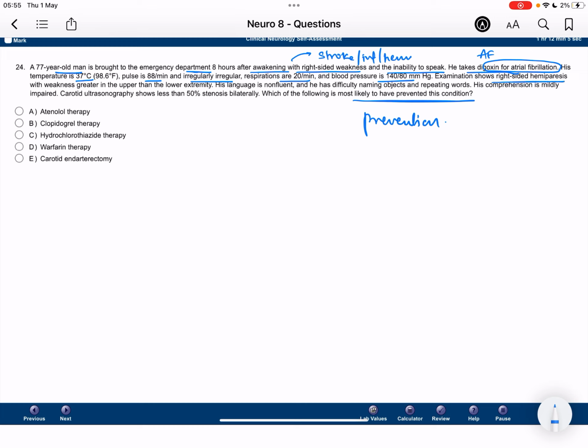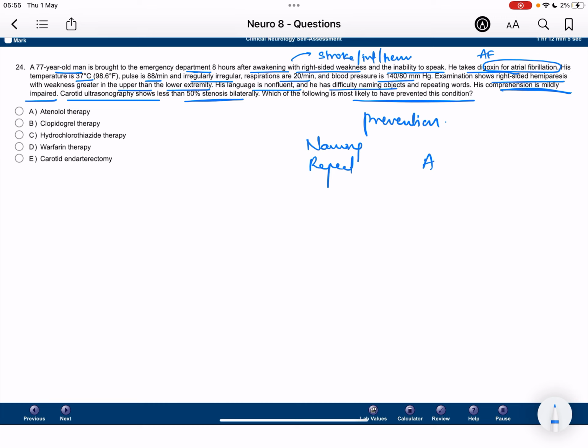Examination shows there is right-sided hemiparesis with weakness greater in the upper than the lower extremity. His language is non-fluent and he has difficulty naming objects. So he has difficulty naming objects and repeating the words. His comprehension is mildly impaired. Carotid ultrasonography shows less than 50% stenosis bilaterally. Which of the following would have most likely prevented this?